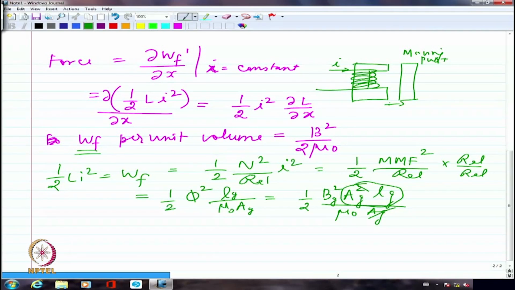So this is what we said as B square by 2 mu naught, the field energy per unit volume. This is what we said earlier also, just reiterating that. If this is the field energy per unit volume, as we just expressed it, if I want the full field energy, I have to multiply that by AG times LG.